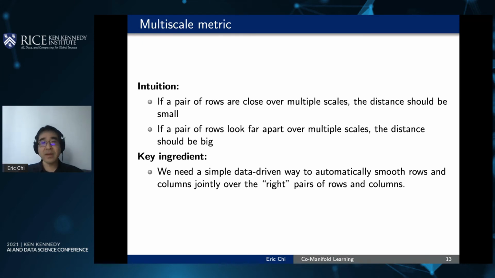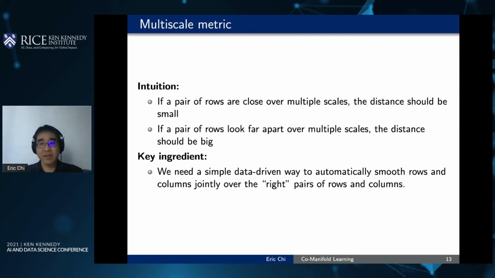Okay, so the key assumption through all this is that we assume there's some structure along the columns that would help us identify structure along the rows, and we knew that. Of course, we don't know that in practice. So what we really need is some simple data-driven way to automatically smooth both the rows and columns simultaneously over the right pairs of rows and columns.